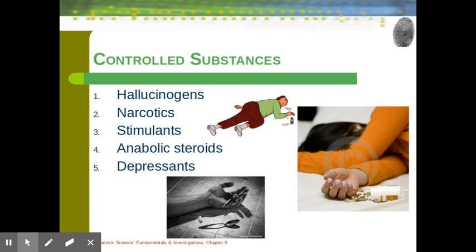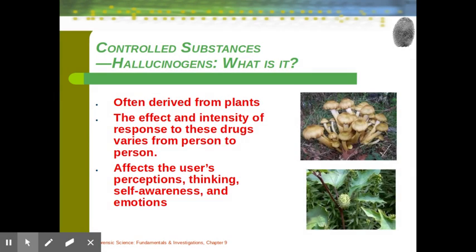So, five types of controlled substances. We've got hallucinogens, narcotics, stimulants, anabolic steroids, and depressants. So, we're going to talk just a little bit about each one of these and what they are. So first, let's talk about hallucinogens. What are they? They're usually derived from plants, and the intense response varies from person to person. So some people will have different experiences with these. It affects the user's perception, their thinking, their self-awareness, and their emotions. Recently, some of these have been cleared for use in different psychological therapies too.